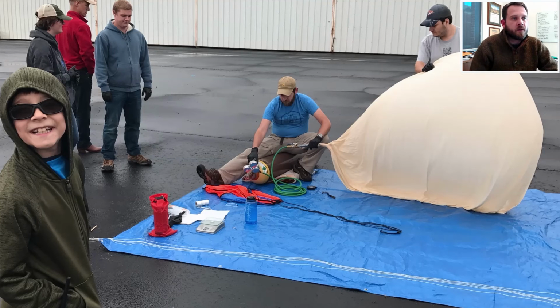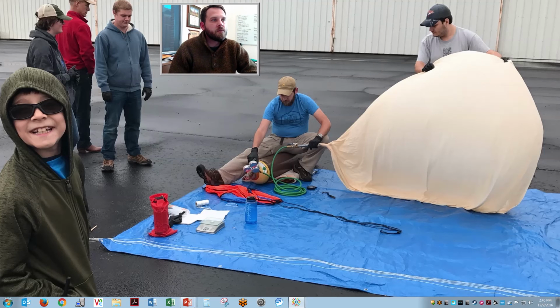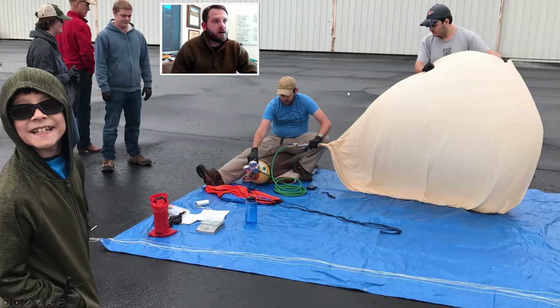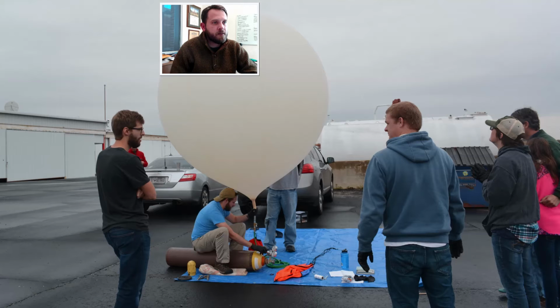So this is beginning the balloon inflation. This is probably a third of the way inflated. Again, we had a lot of good help on the ground. That morning we had probably 12 to 15 people assist at some point in the actual inflation process. We thank all of them very, very much.